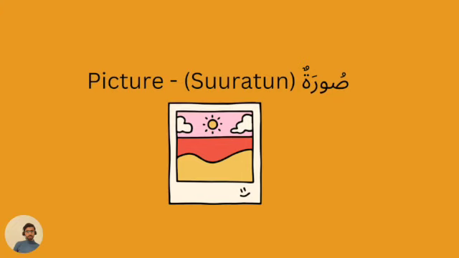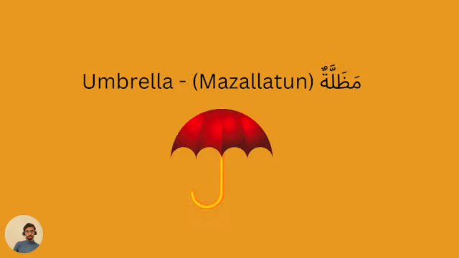Perfect. We have picture, صورة, صورة. Repeat after me. صورة. Perfect. We have umbrella. مظلة, مظلة. Repeat after me. مظلة.